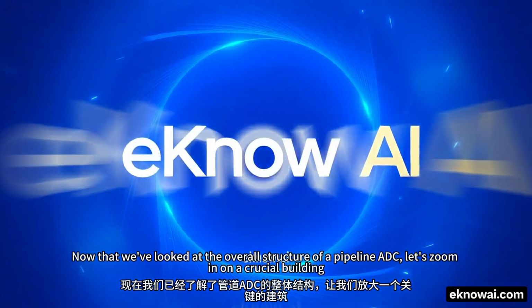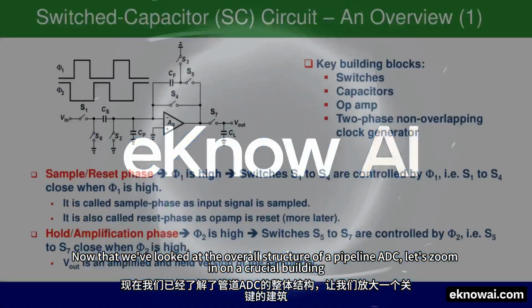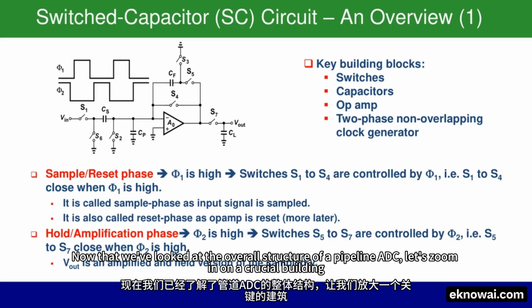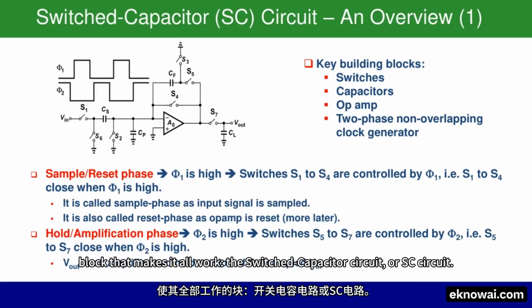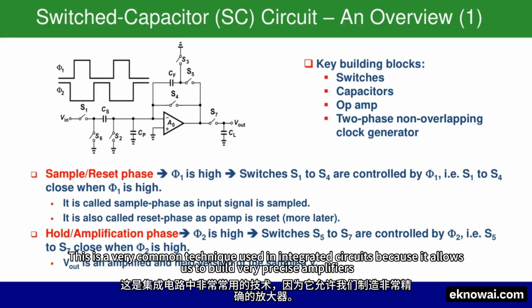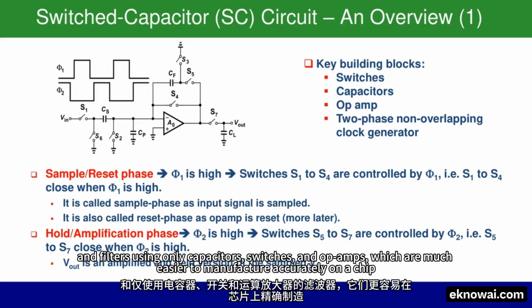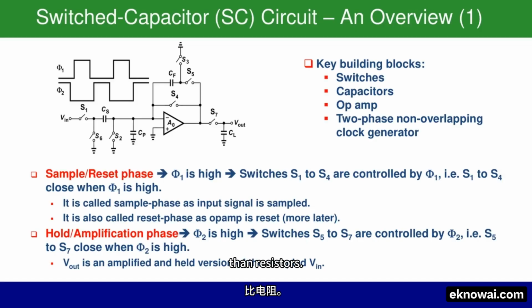Now that we've looked at the overall structure of a pipeline ADC, let's zoom in on a crucial building block that makes it all work, the switched capacitor circuit, or SC circuit. This is a very common technique used in integrated circuits because it allows us to build very precise amplifiers and filters using only capacitors, switches, and op-amps, which are much easier to manufacture accurately on a chip than resistors.